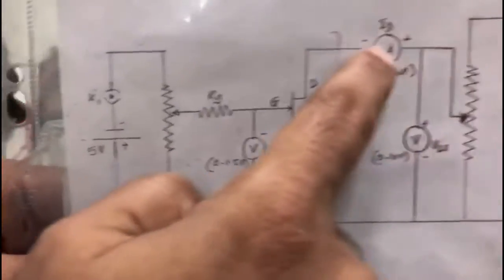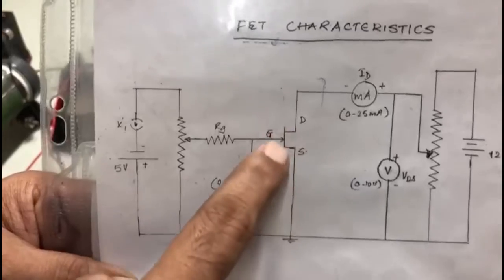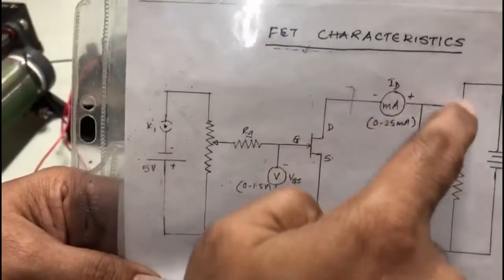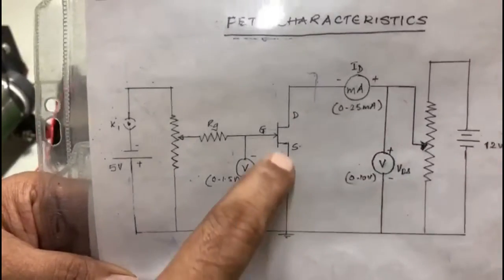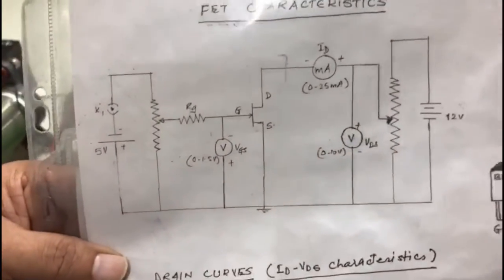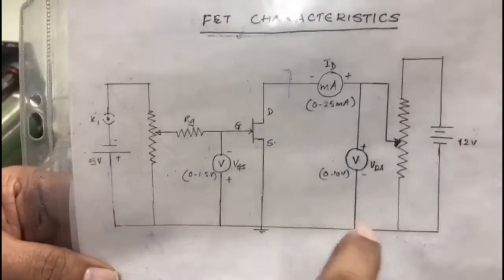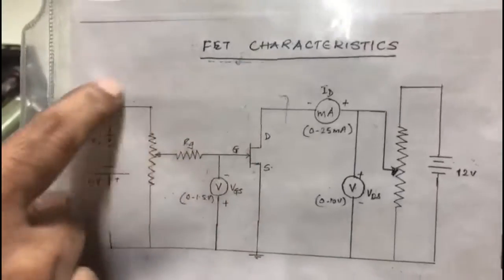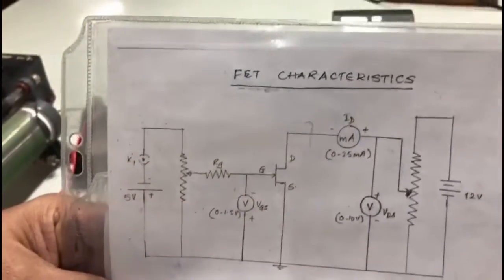So from the milliamp I am connecting to the drain. So drain terminal of the FET is getting the positive supply from the supply voltage of 12 volts, whereas source is connected to the negative end of this supply voltage. And then this is the entire ground line. You have to establish this. This particular circuit we call input circuit, and this particular circuit we call output circuit.